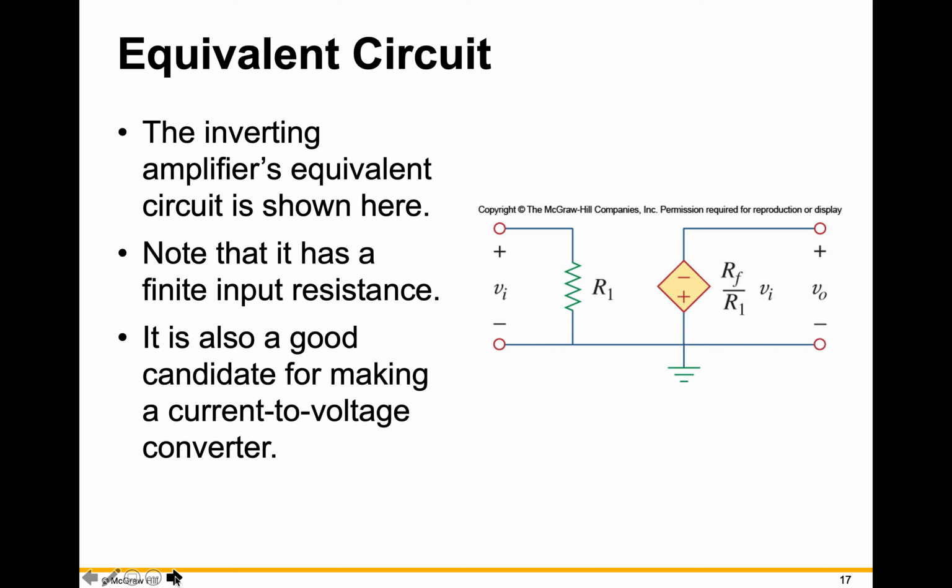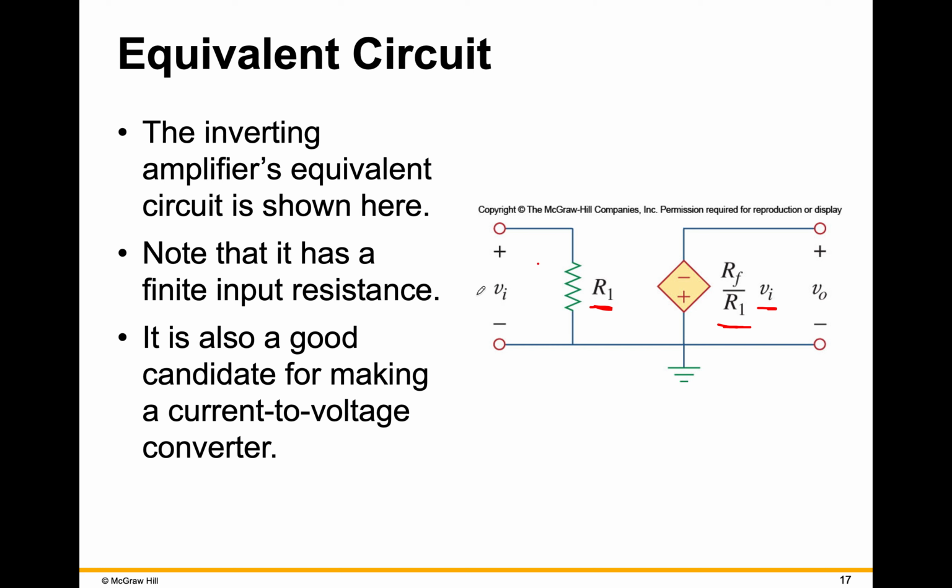Okay, this is the equivalent circuit of the inverting amplifier. You notice that in this case it does not have an infinite input resistance. The input resistance is R1. And here you have the dependent source, shown with opposite polarity. The proportionality, the controlling variable, is the input voltage. The constant is the ratio of feedback to input resistors. So this is how you amplify a signal. This is the equivalent circuit for that.